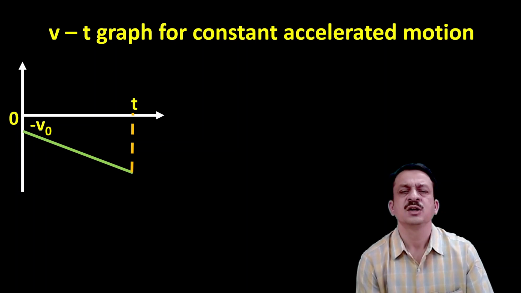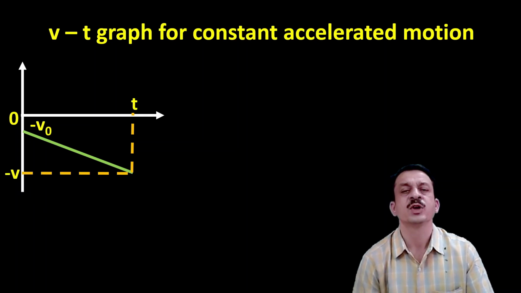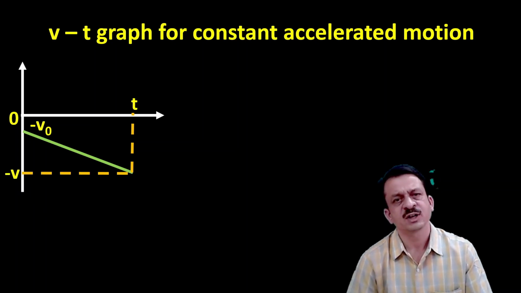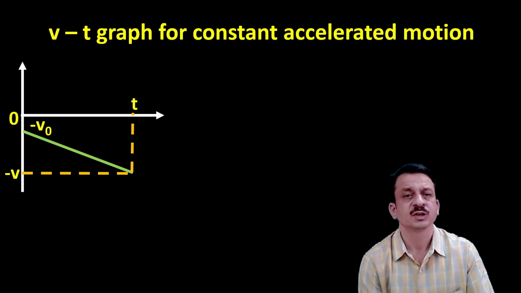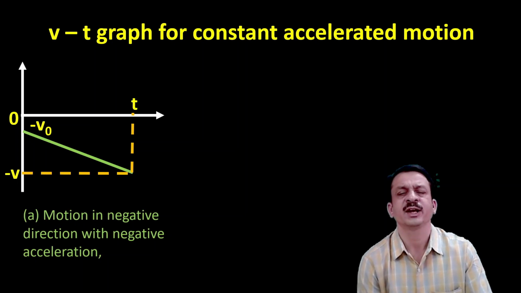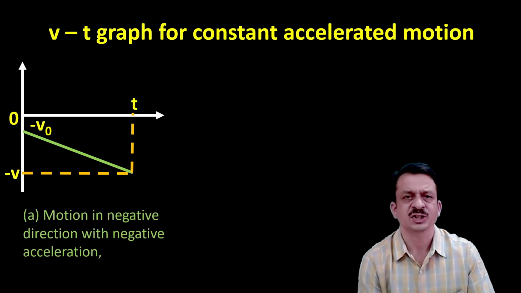Now what is the final velocity? By plotting the dashed lines you can get the final velocity. Look here, initial velocity is negative, minus v naught. Final velocity is also negative, it is minus v. Why? Both are in the negative of the y direction. Clear? Now this is the motion in the negative direction with negative acceleration.